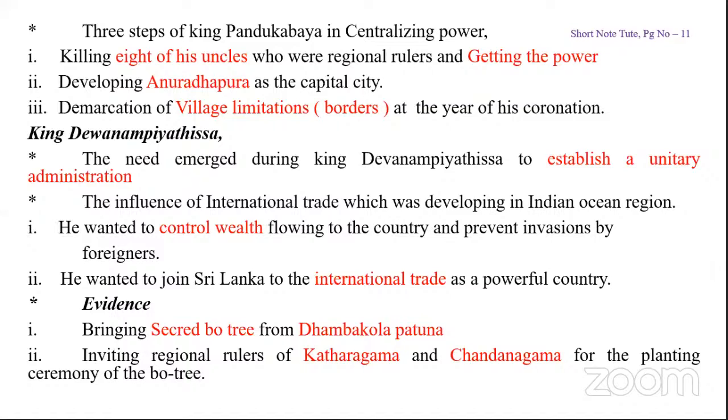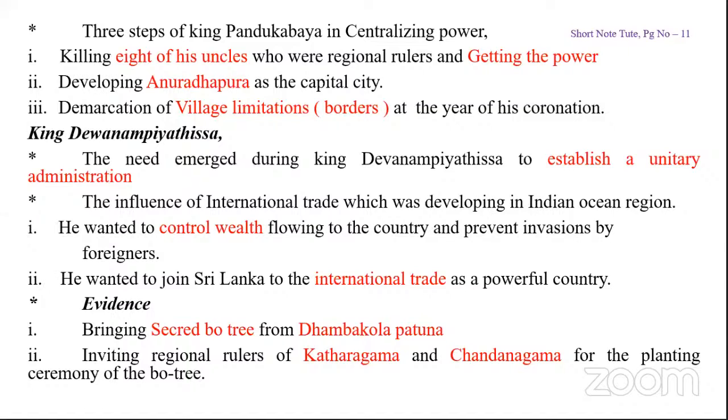Now see, Pandukabe centralized power around him. Devanampiyatissa did what? Establishment of a unitary administration. Now two kings in the line developed the kingship in Sri Lanka. They developed the political power in Sri Lanka. So this is page number 11 of the short note.